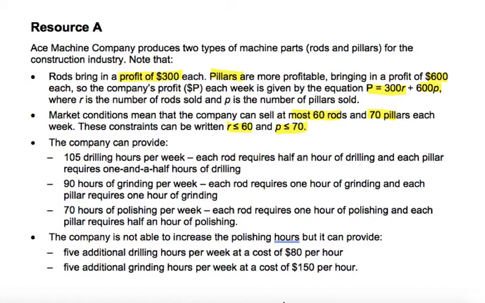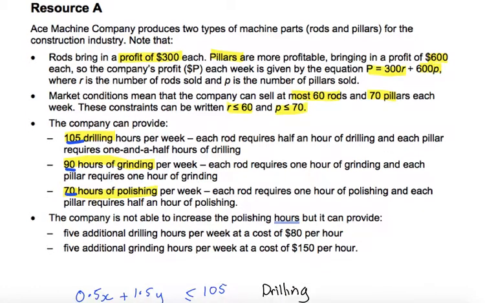We want a drilling in equation. We want a grinding in equation. And we want a polishing in equation. So we're going to do those, and the totals for these, they can't go above 105, can't go above 90, can't go above 70. So here's our pillars in equation. It's half an hour for drilling and 1.5 hours. That's a rod is half an hour and a pillar is 1.5 hours.